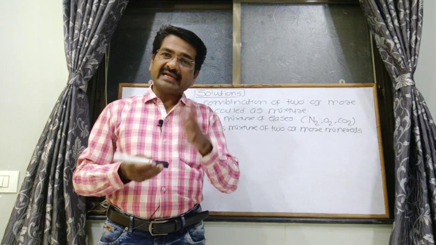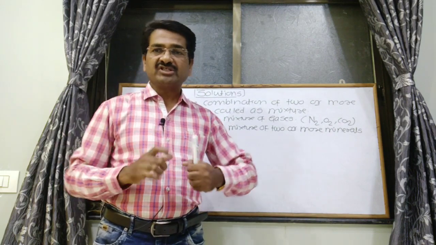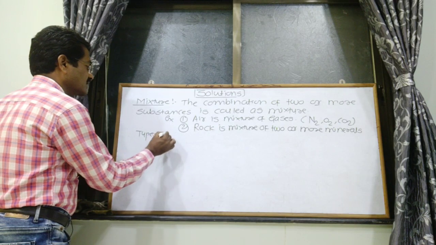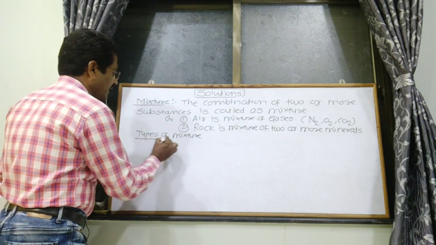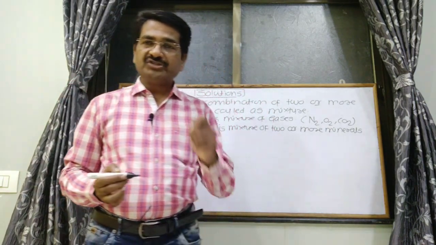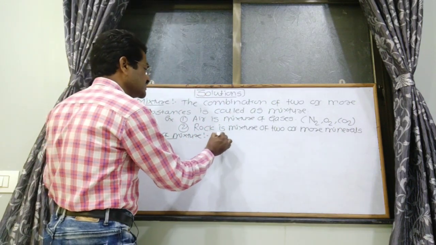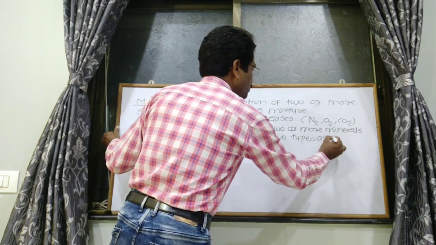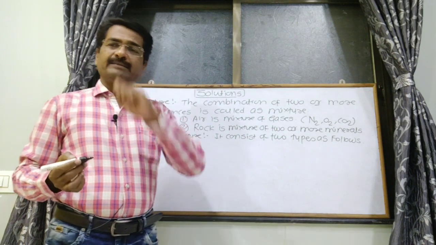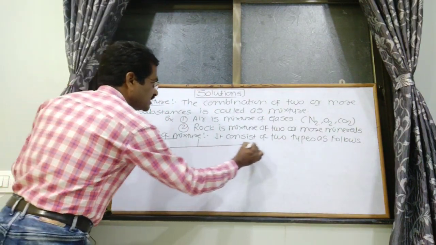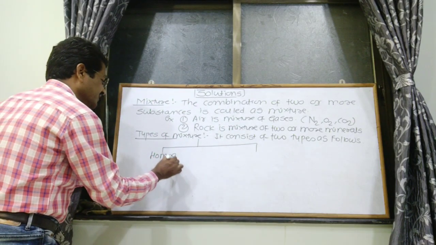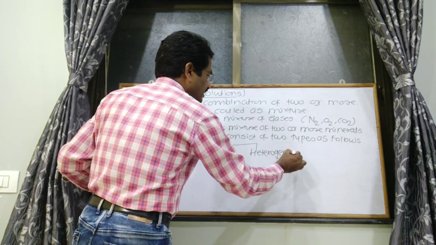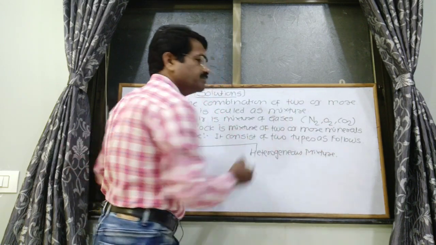But actually a mixture can consist of two types. One is the homogeneous mixture and the second one is the heterogeneous mixture. So see the types of mixture. It consists of mainly two types as follows: first, the homogeneous mixture, and second, the heterogeneous mixture.